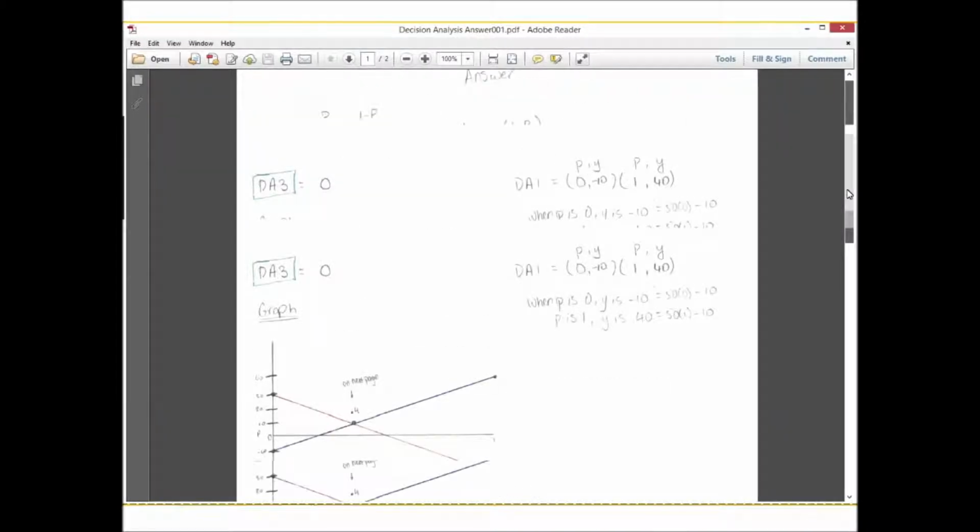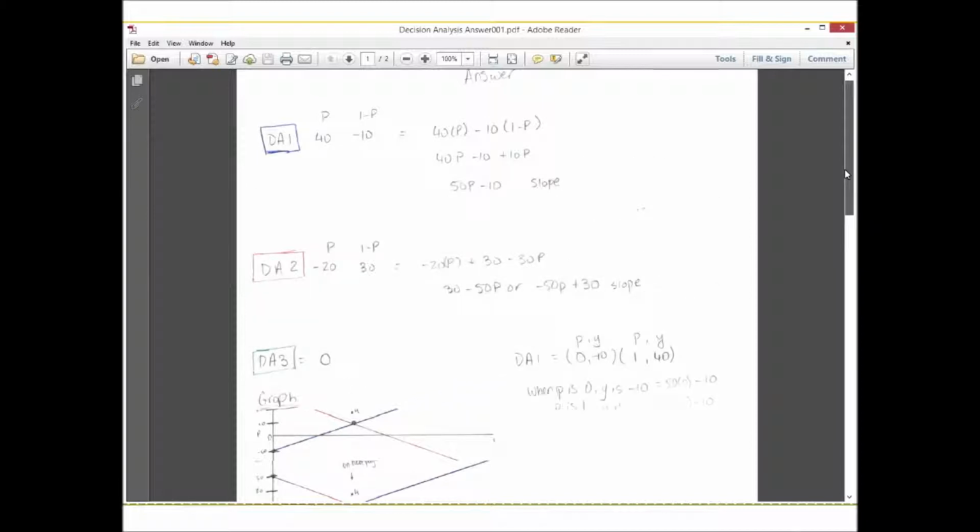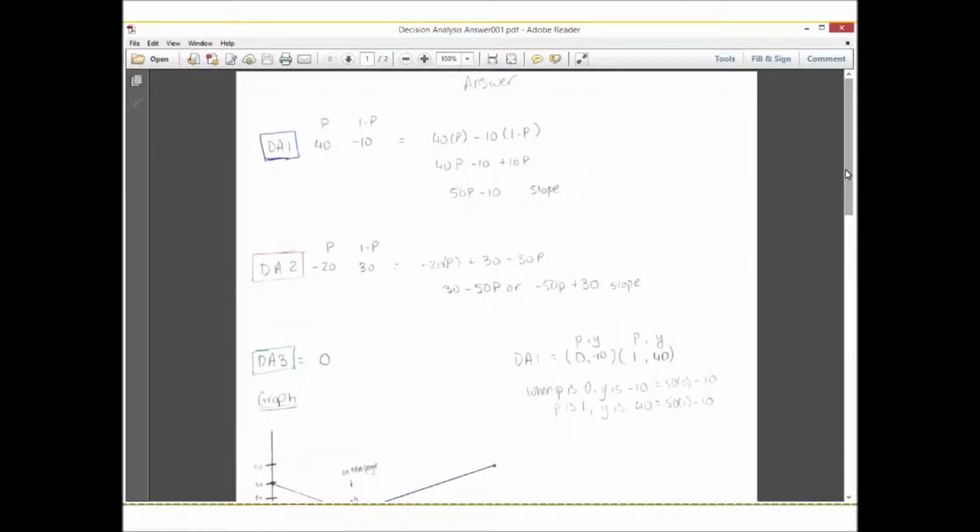So first off, there were a couple things I needed to do. The first thing is, if I'm going to graph it like the professor has it, I have to make sure that I have the slope for each one. So that's the very first step. I have to find the slope for the 3 lines. So I said, okay, decision alternative 1. 40 is in the P column, and negative 10 is in the 1 minus P column.